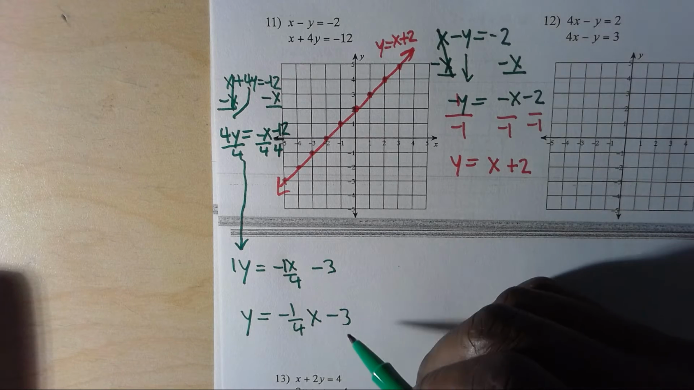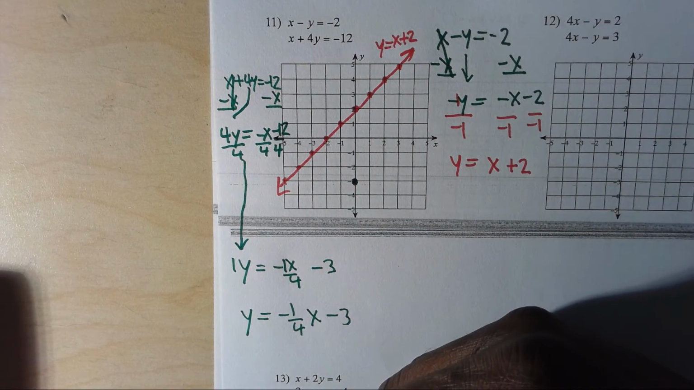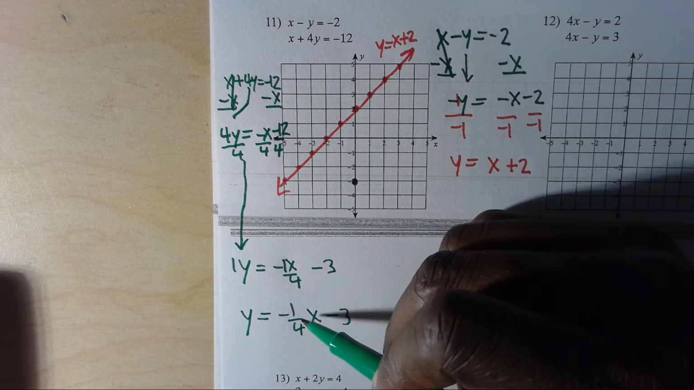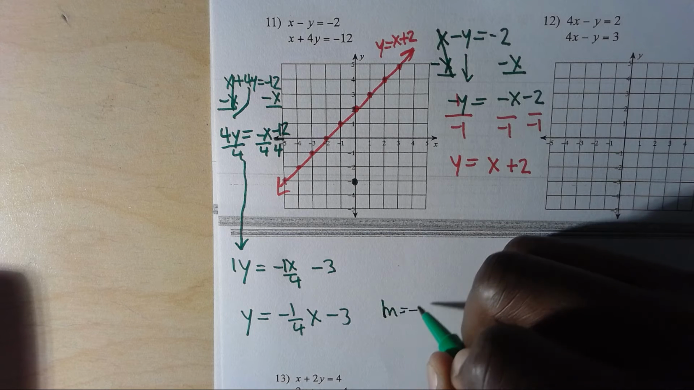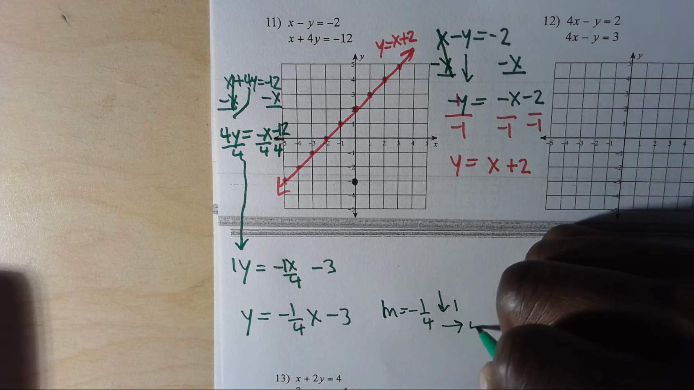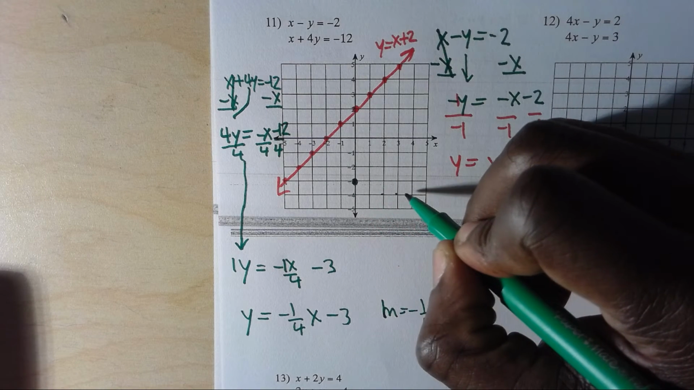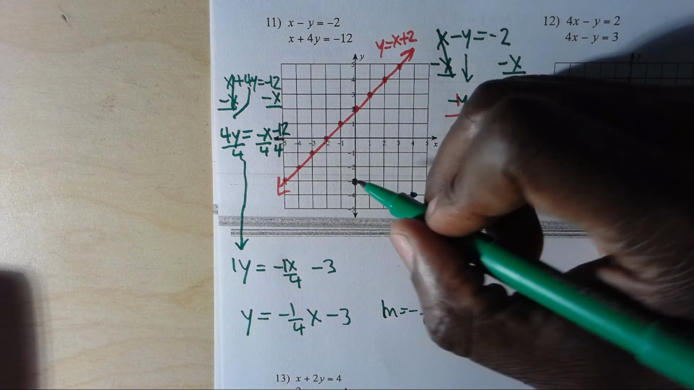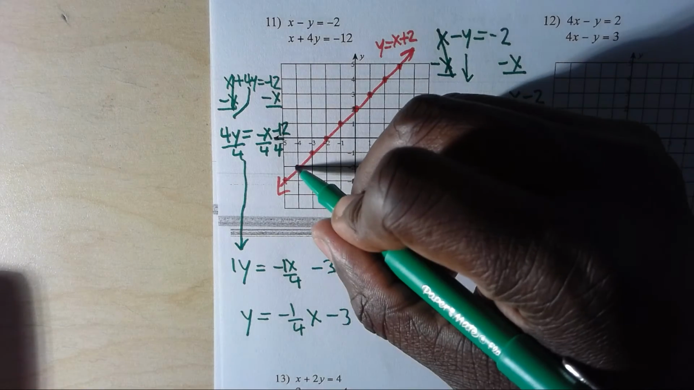My y-intercept is -3. So I go ahead and plot that. Then I'm going to follow my slope. I'm going to go down my slope, which is -1/4. I'm going to go down 1 and over 4. Down 1, over 1, 2, 3, 4. I'll follow it backwards. Up 1, back 1, 2, 3, 4.